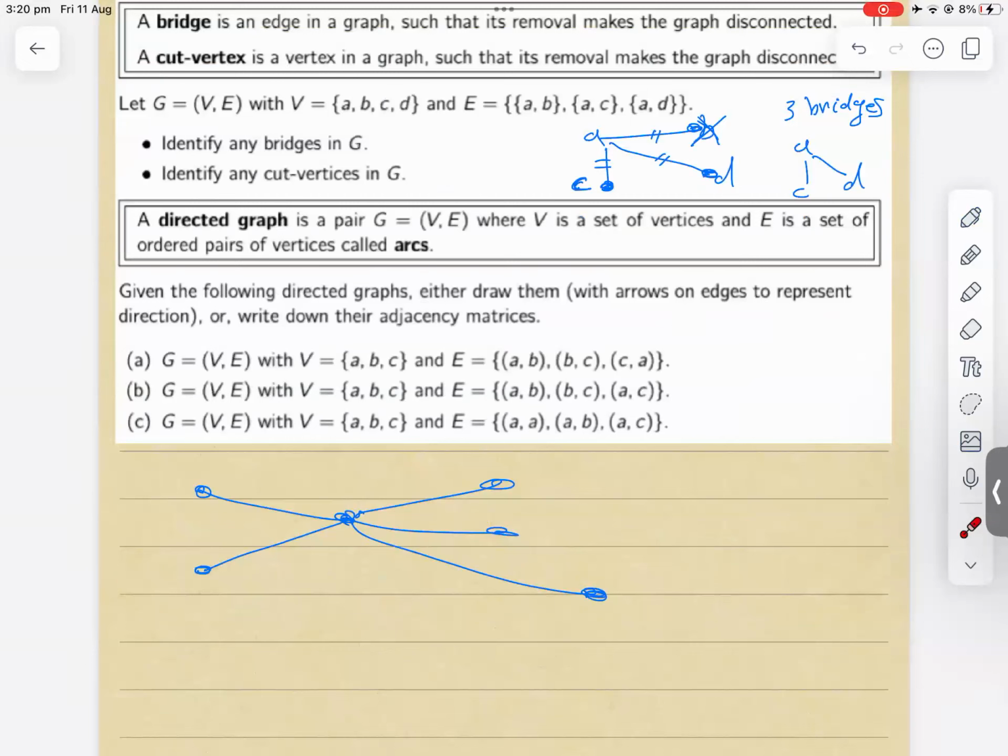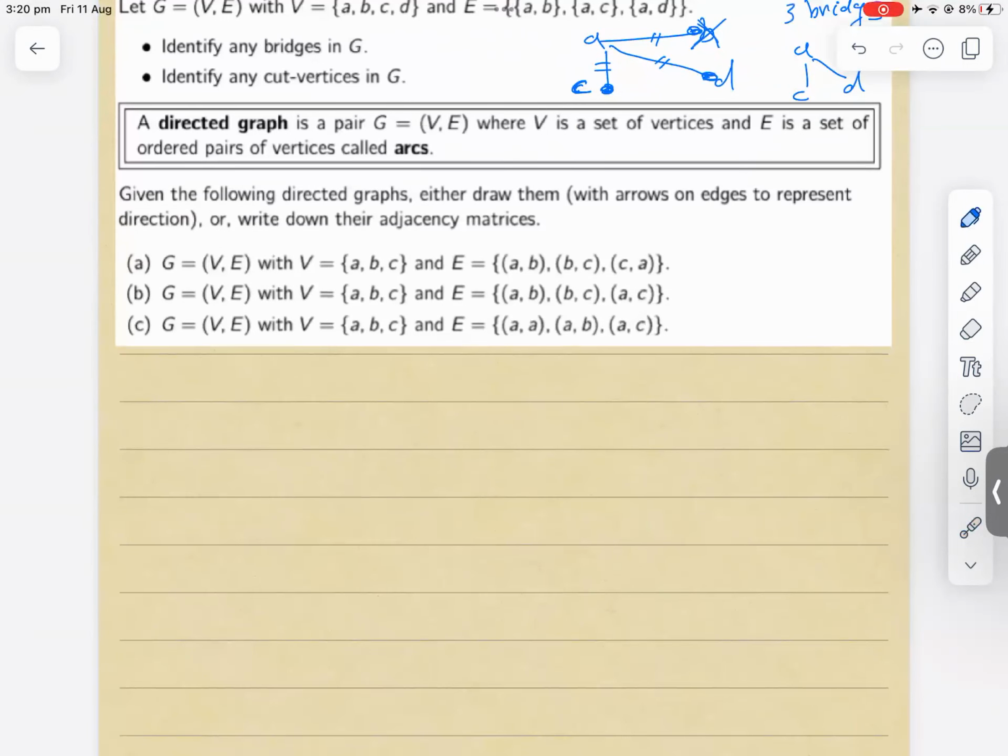All right, so a directed graph is the same graph, but it has a direction between the edges. In this graph, the edge AB is not equal to the edge BA. So let's remove this one. Now, the last question.